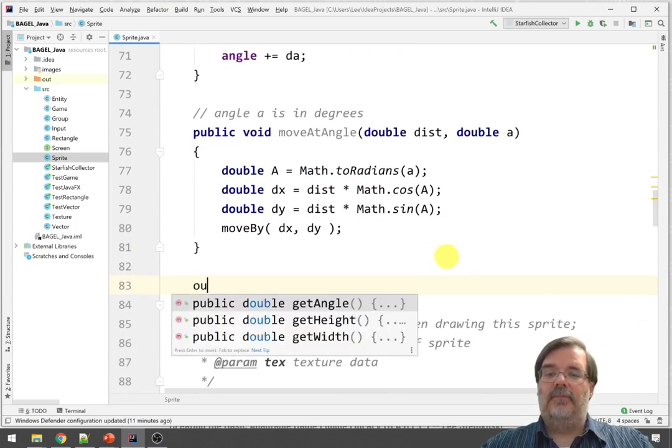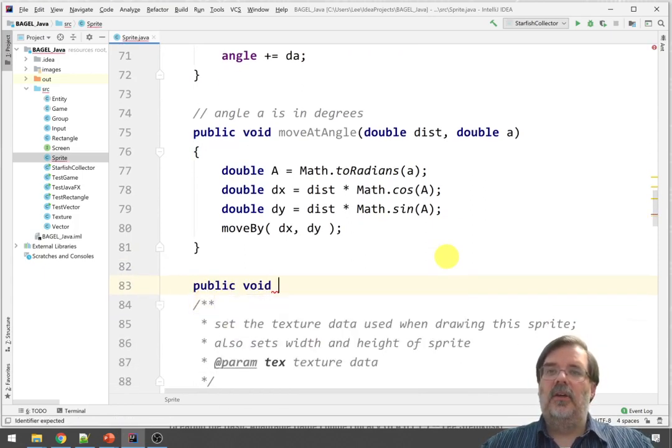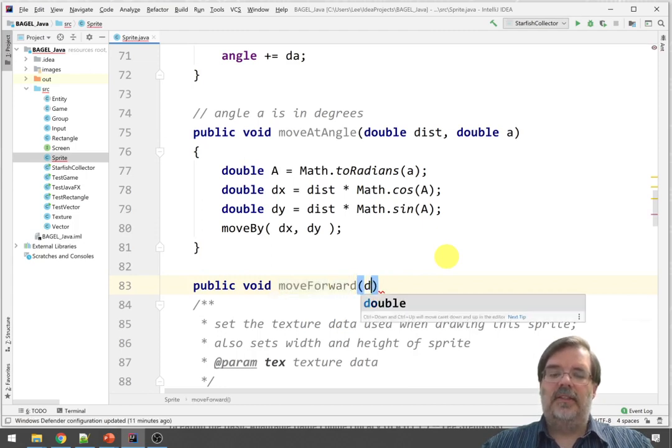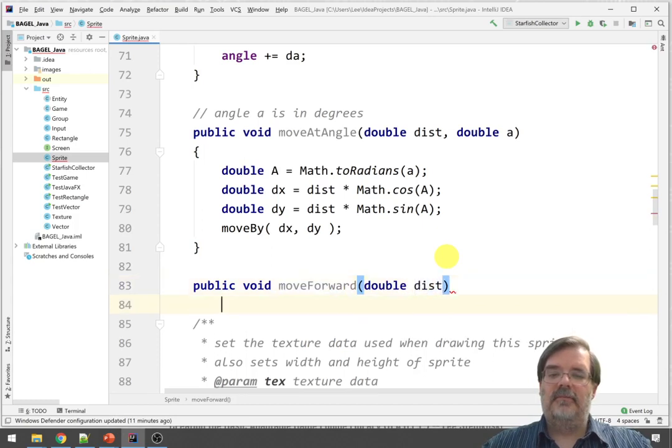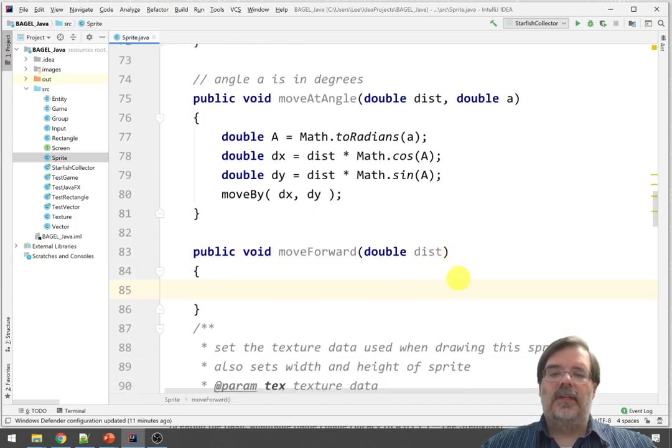Finally, let's write public void. We also said we'd do a move forward function. In this case, we only need to specify the distance. And the idea for move forward is we'll just move the sprite forward at whatever angle it is currently facing. This would be good for a game like Asteroids, say, where whenever you apply the thrusters on your rocket ship, you're going to move forward in the angle that you're facing. So this will probably become useful in later games, but now is the right time to add it, even if we don't use it right away.